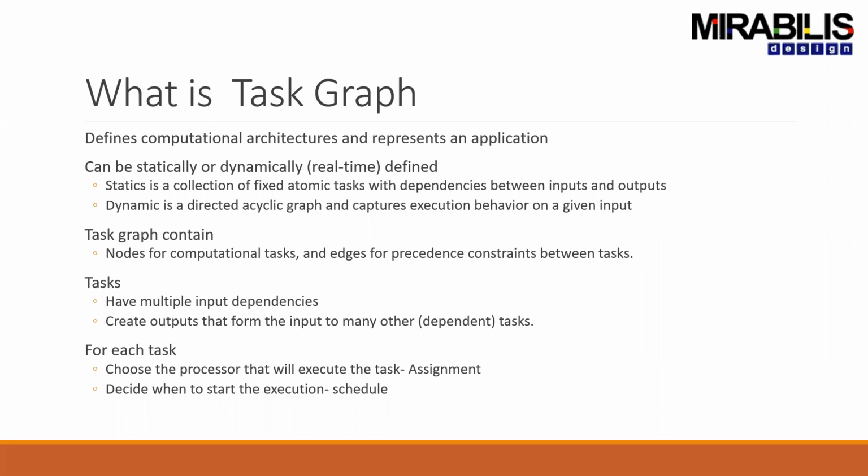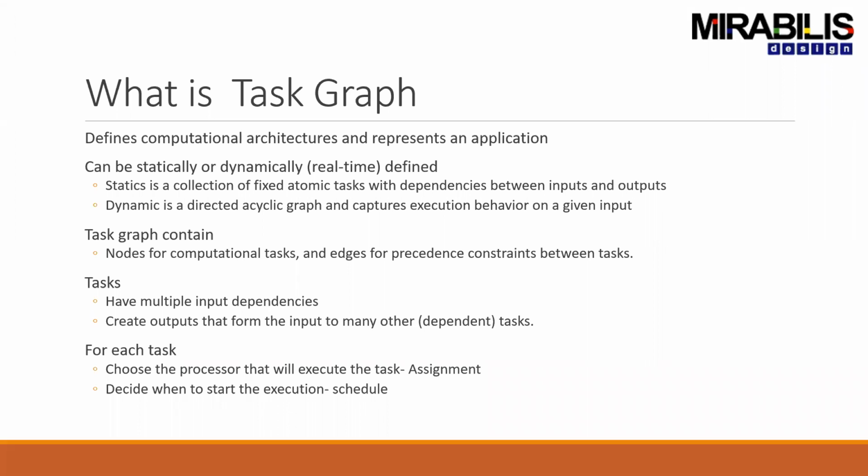Now, task graphs can be of two types, static or dynamic, which is real time. Static means that it's a collection of a fixed set of tasks with fixed dependencies between the input and output. Dynamic is considered an asynchronous cyclic graph that captures the execution behavior on a given set of inputs.